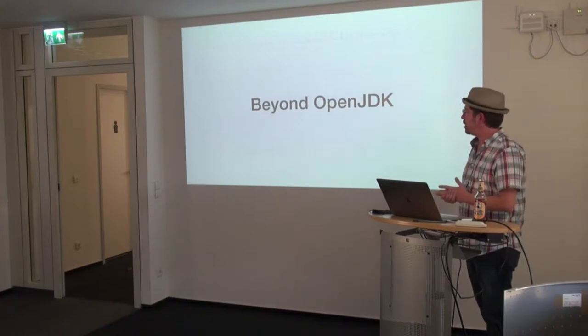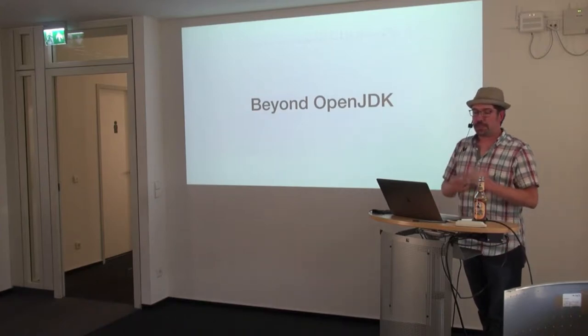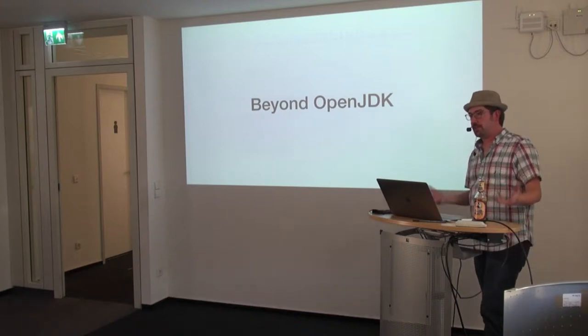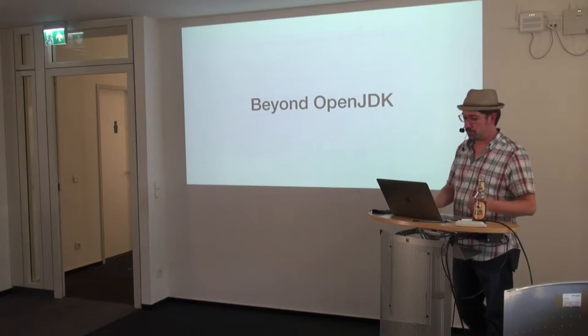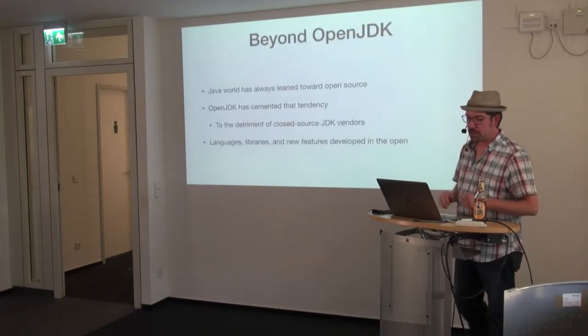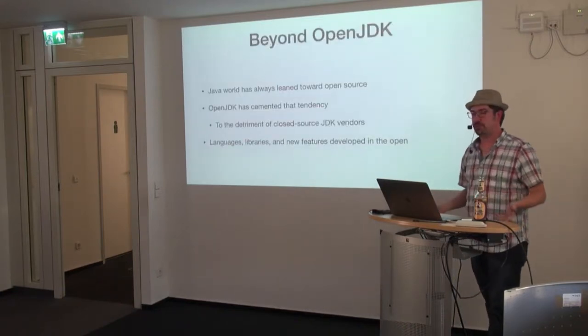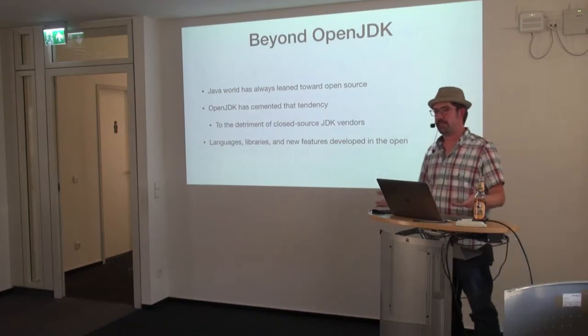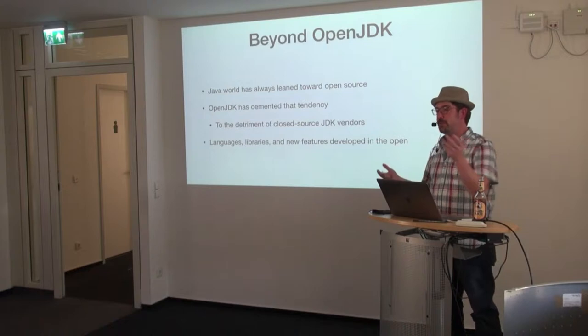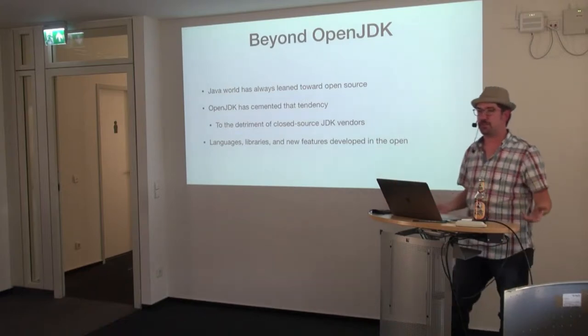You can take a look around and poke at it if you want. But that's not the biggest thing. Obviously getting OpenJDK was huge, but the knock-on effects in the community are what really interest me. So the Java community has always leaned towards open source. Even when we only had a closed source JVM, most people were releasing their libraries into open source. Most people were leveraging open source libraries rather than commercial ones.